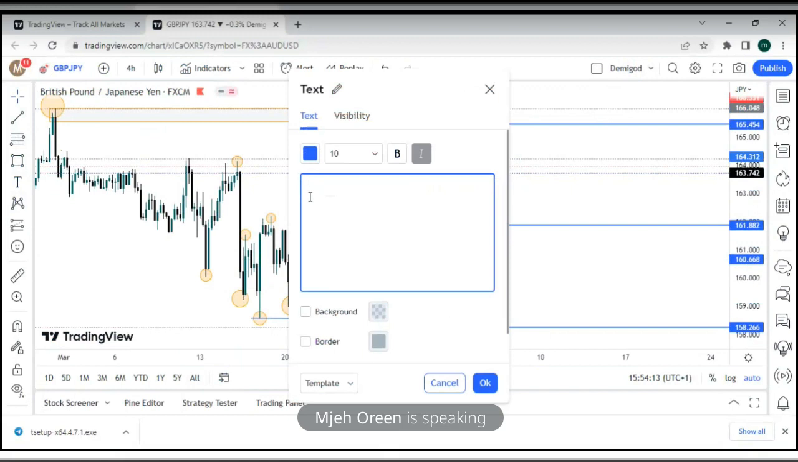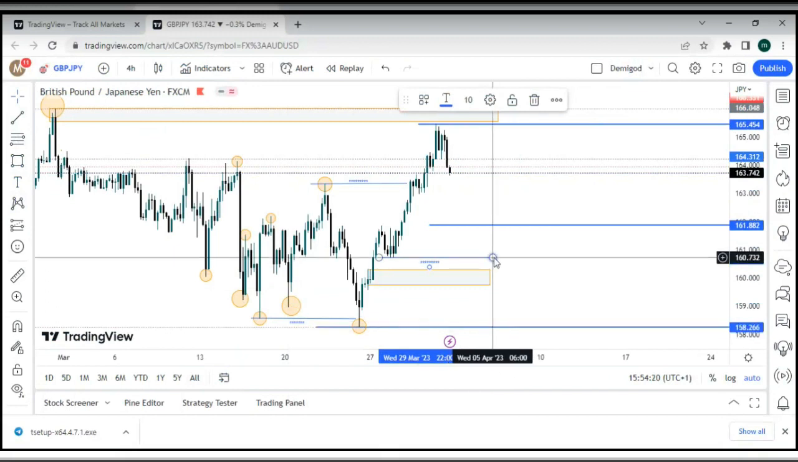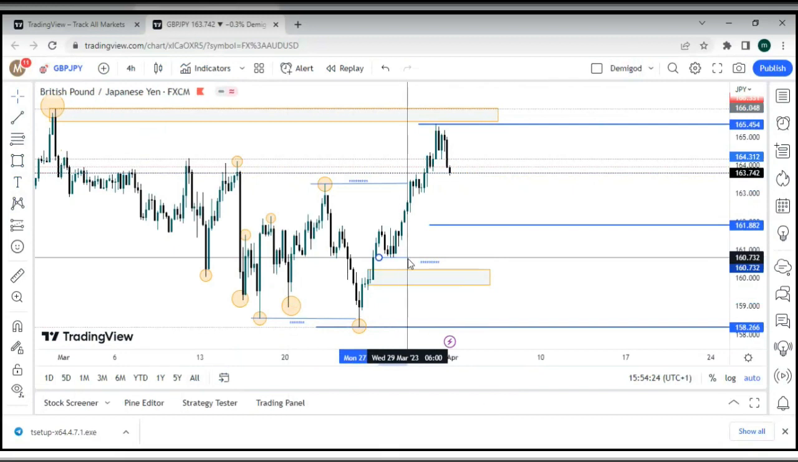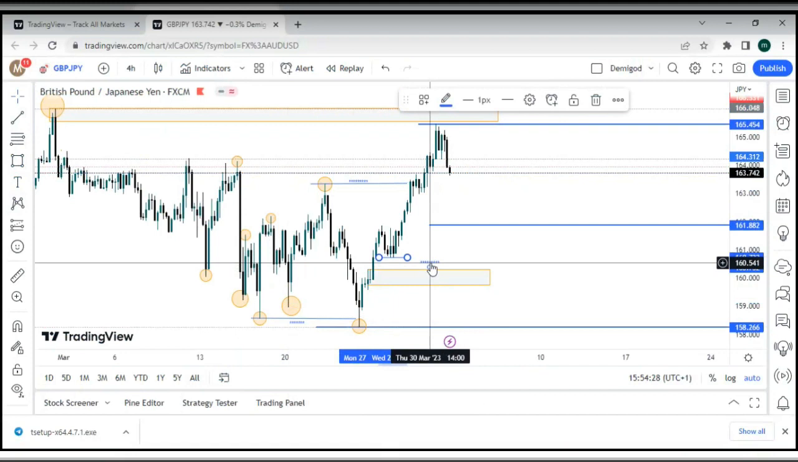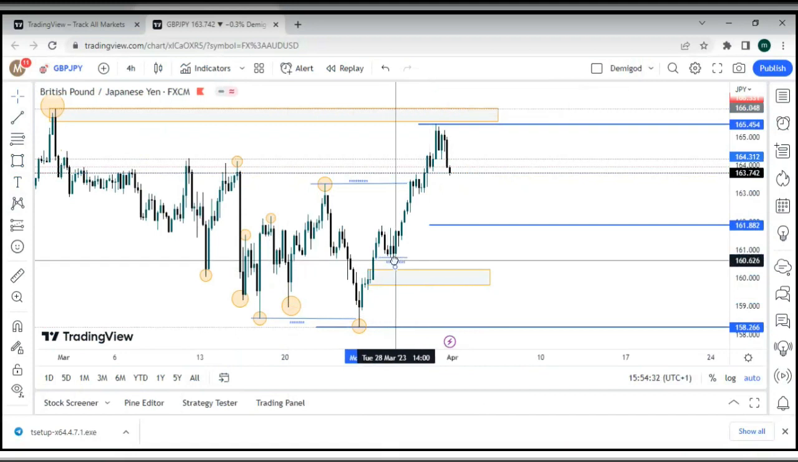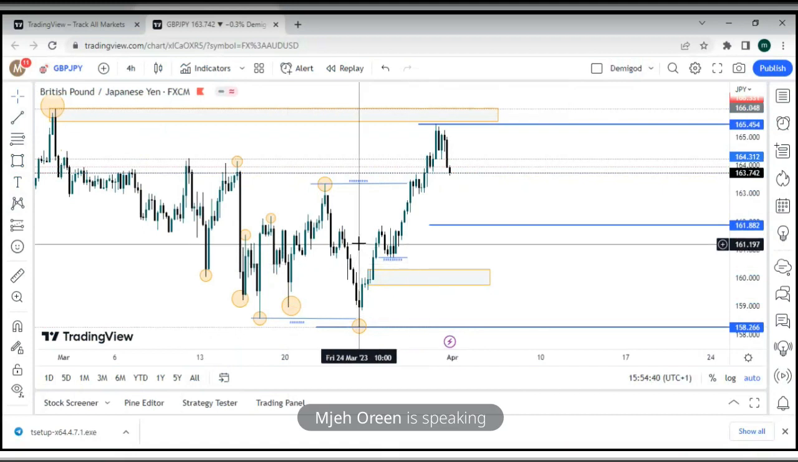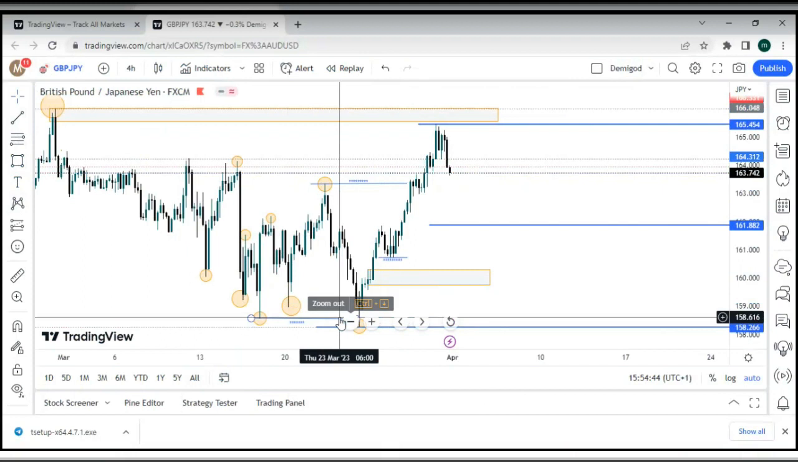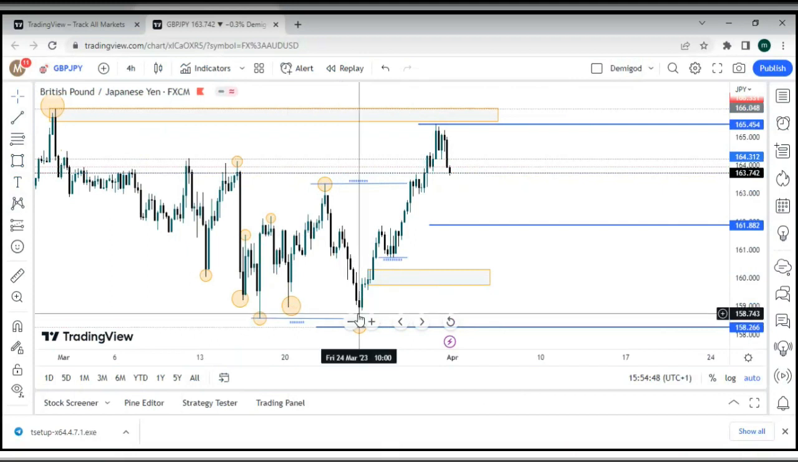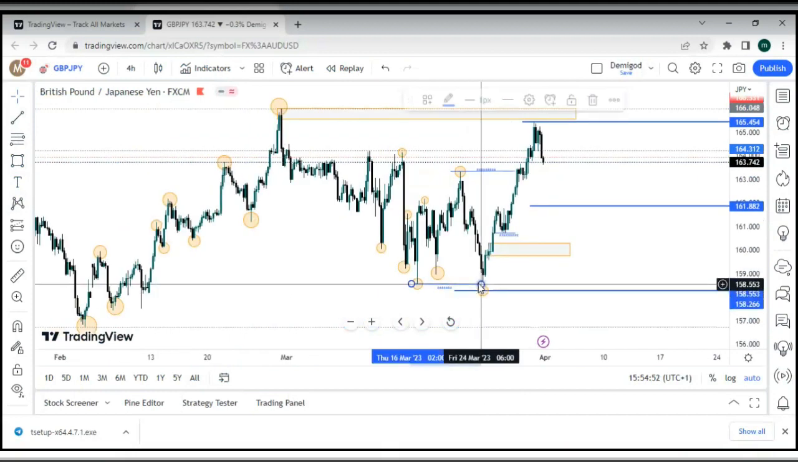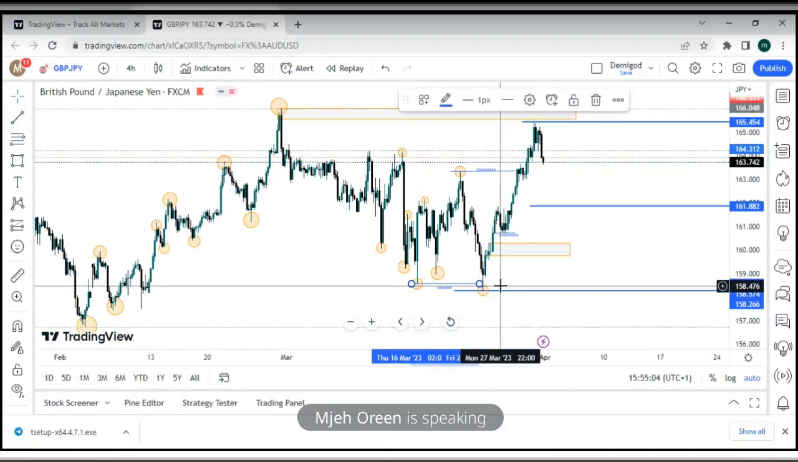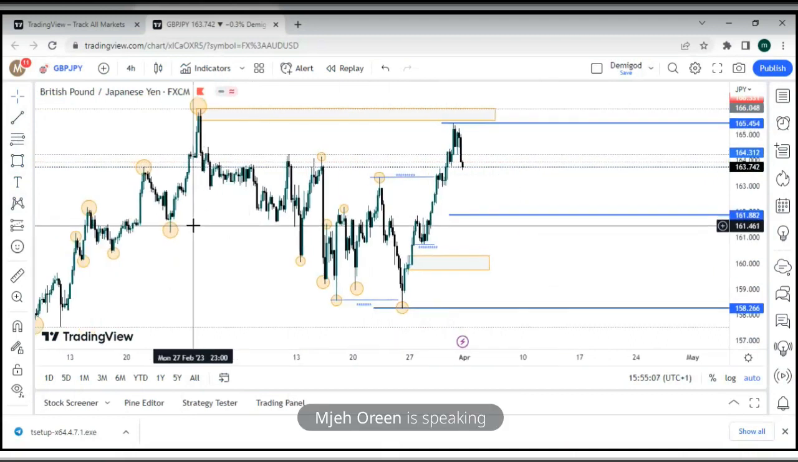I think I'll still share this markup on the channel so that a lot of other people will be able to get what's happening here. So that's just that for that. I think you should be able to understand this. So I'm moving over to AUDJPY. Let's see what AUDJPY says.